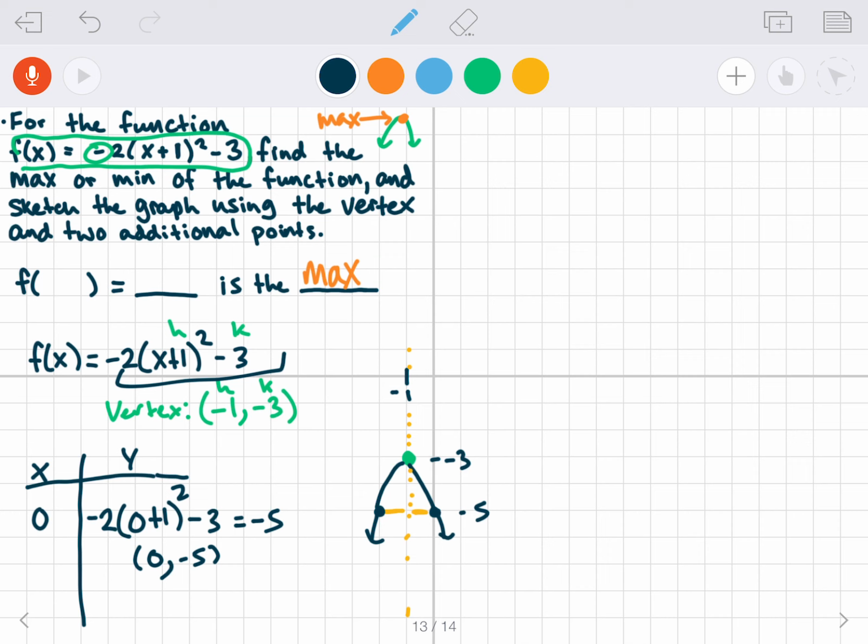So what's the max? Well, the max is going to be the vertex. And your homework is going to show you this notation, but it's just basically asking for h and k. This is h and this is k because this is the input and this is the output. So in our case, our input, our x coordinate is negative 1. So when x is negative 1, our output is negative 3. So that is the maximum because it's the vertex of that graph.